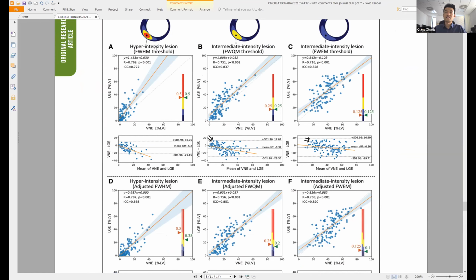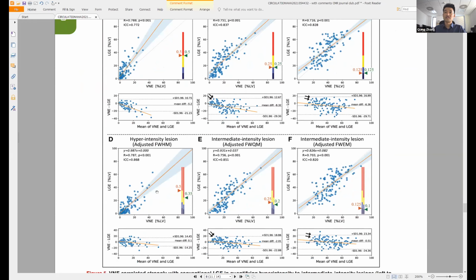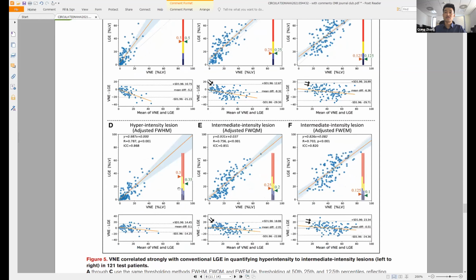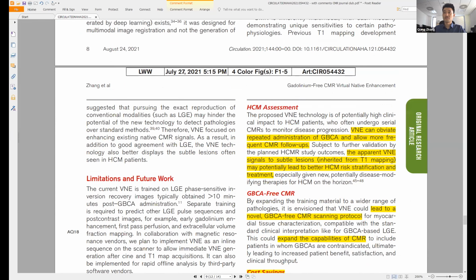the hyperintensity lesion. So to account for this, we adjusted the VNE thresholds to, for example, lower it from 0.5, which was full width half maximum, to 0.35, and this brings the VNE quantification to an identity correlation with LGE in this hyperintensity lesion, but also intermediate intensity lesions, as shown similarly here in the rest 2 panels. So this is all for the results of this work.